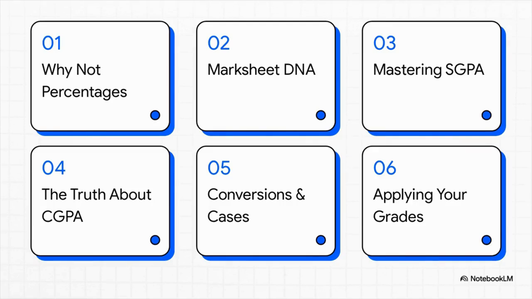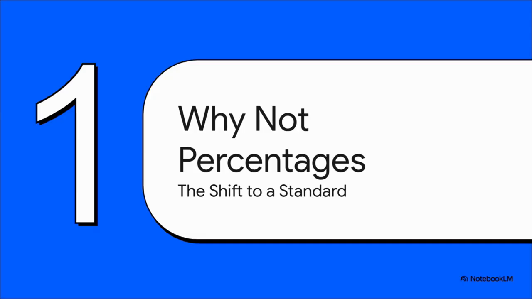So here's our game plan. First, we'll tackle why we even use this system instead of simple percentages. Then we'll decode the two key numbers that are basically the DNA of your mark sheet. From there, we'll get hands-on and calculate your SGPA, and then the big one, the CGPA. We'll even cover conversions and all those tricky special cases before finally talking about how you can put all this knowledge to work.